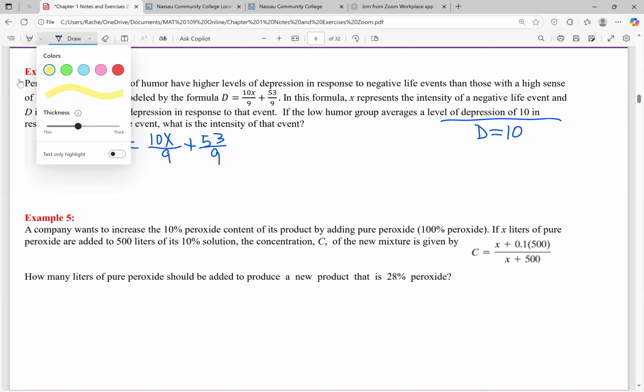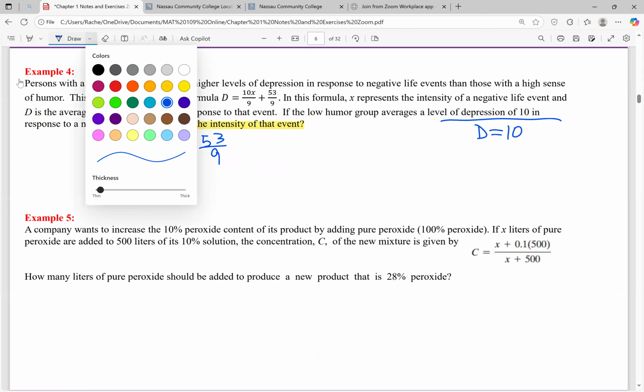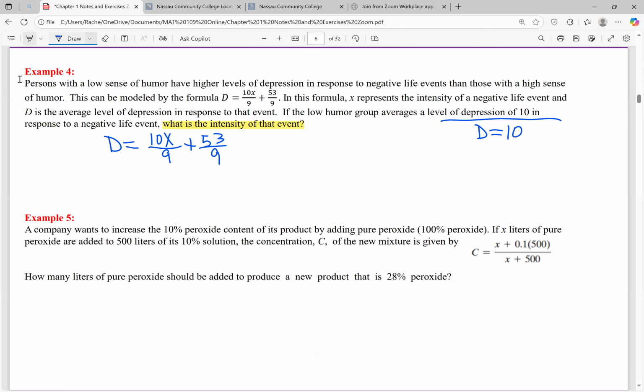So you see what we're being asked to solve for? What is the intensity of that event? So in other words, what is X? Because X represents the intensity of that negative life event. So what we could do is, if we're trying to solve for X, but we know D, I could replace D in this equation, right? So D, we said, is 10. So if D is 10, then that should equal 10x over 9 plus 53 over 9.